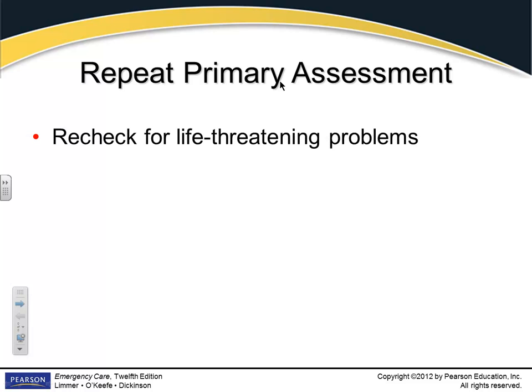Part of the reassessment, the beginning of the reassessment, will be repeating your primary assessment. Because what are you looking for in your primary assessment? ABC. You're basically looking for your ABCs. You're looking for anything that can kill your patient, right? So you're going to constantly reassess that. That's going to be at the top of the list.